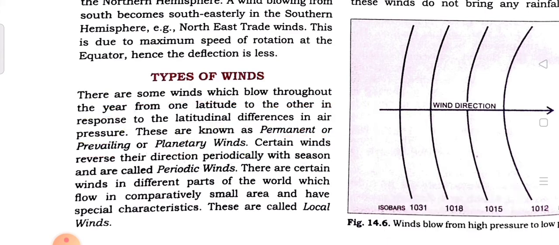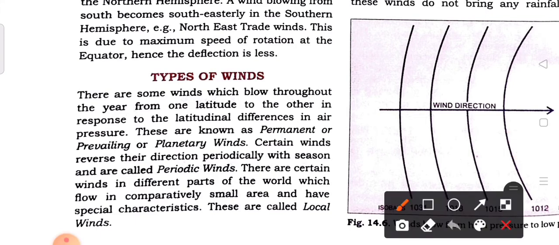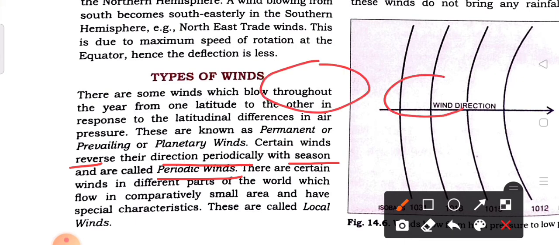Certain winds reverse their direction periodically with the season, and the wind that changes with the season is called periodic wind. There are certain winds in different parts of the world which flow in comparatively small areas and have special characteristics. So, in specific areas, a specific type of wind flows, which is known as local wind.